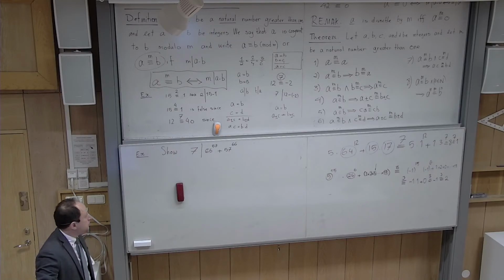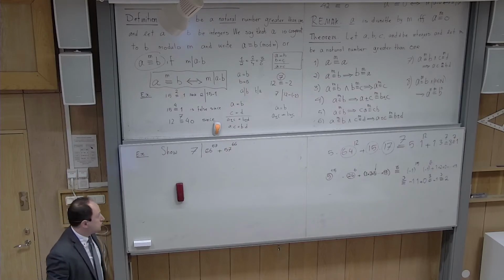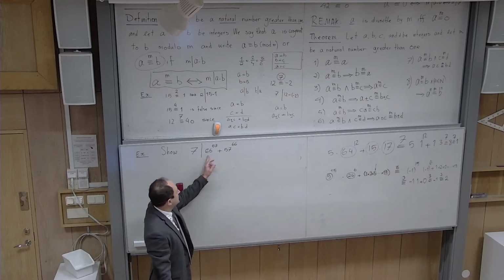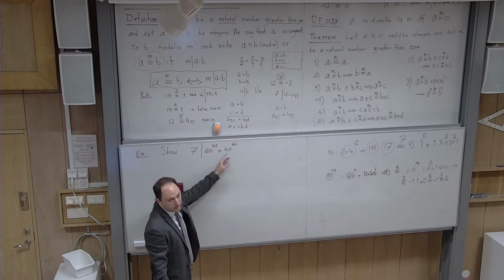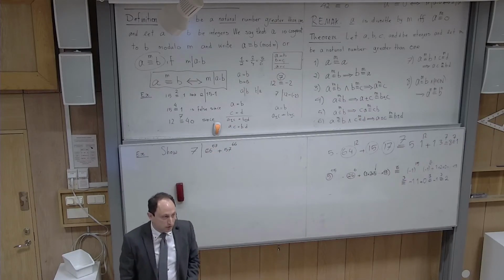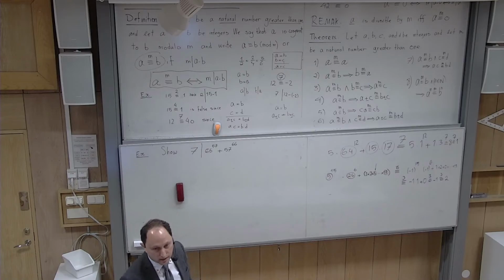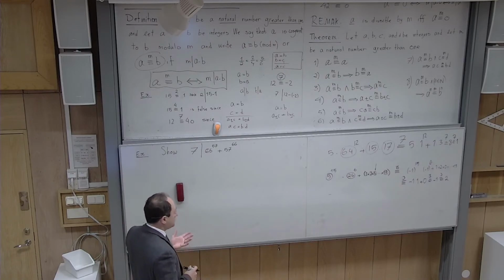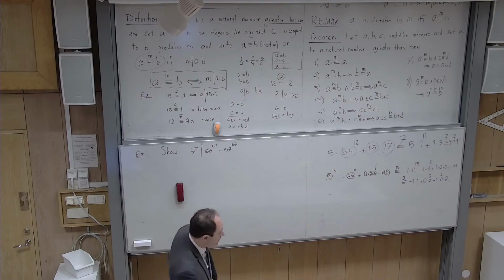Okay, so we want to show that this huge number is divisible by 7. The number is actually a nice one, 66 to the power 57 plus 57 to the power 66. We want to show that this number is definitely divisible by 7. So how can I prove this? Let me just remind you about that remark that I mentioned earlier.